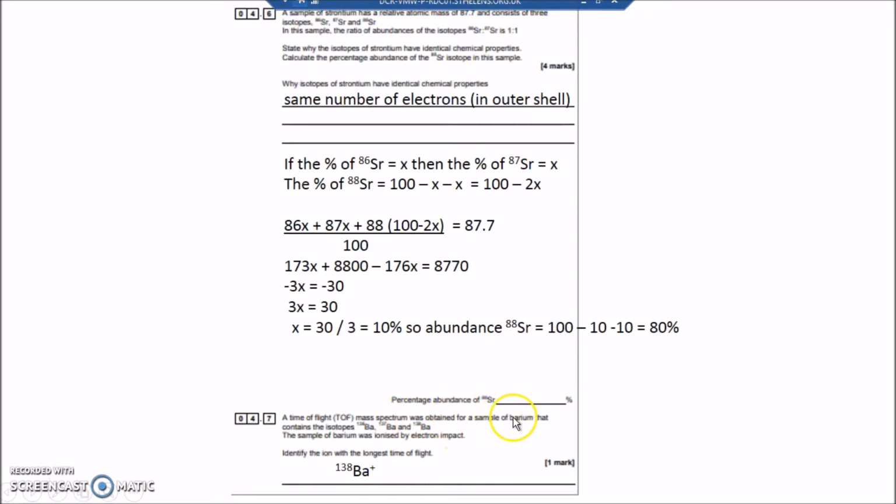A time of flight mass spectrum was obtained for a sample of barium that contains 3 isotopes. Which one would take the longest time of flight? The one that takes the longest time down the tube is the heaviest. So whichever one has the highest mass number, and that's 138 Ba+. It's a plus charged ion.